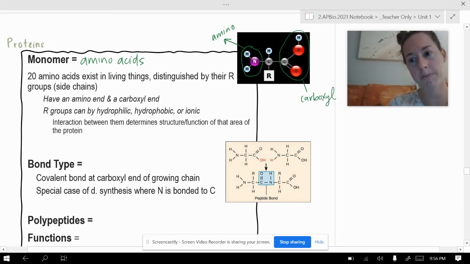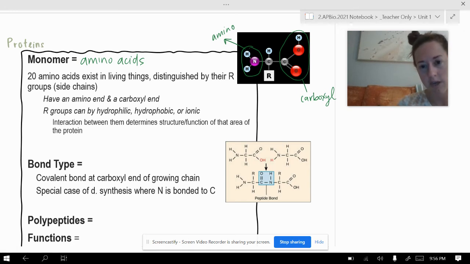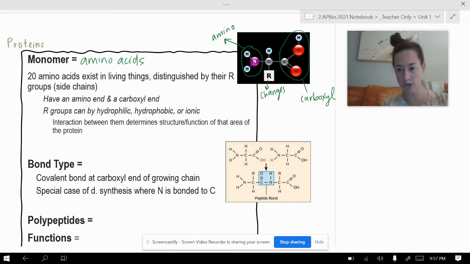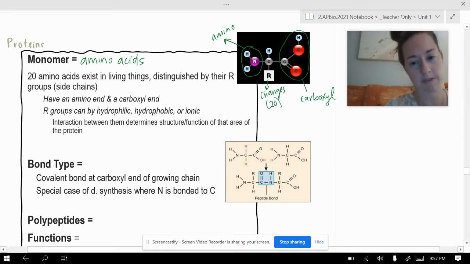Your R group is what's really important to the amino acid having specific properties. So this changes in every amino acid. It could be just a hydrogen, it could be a super long chain, it could be positively charged, it could be negatively charged. And we'll talk about it when we talk about folding. There are 20 different amino acids, so that means there's 20 different R groups.